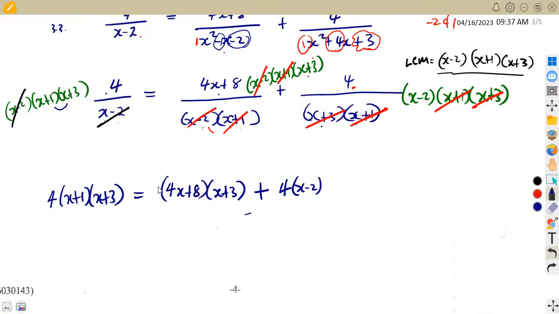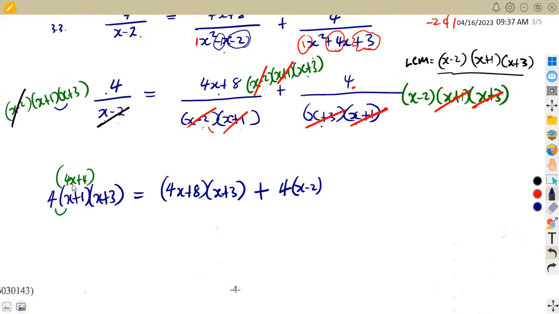Okay, do we have anything common now? We do not have. All right, so let's expand. It's going to be 4 into x, which is 4x. So this is the same as 4x, 4 times 1, which is 4. So we are going to expand by 4x plus 4.